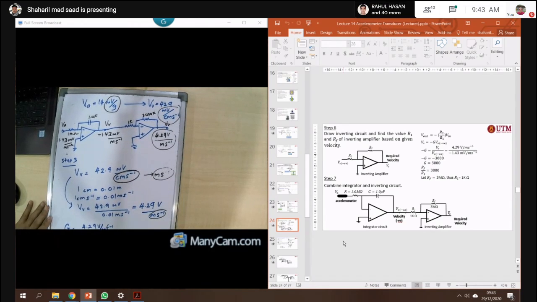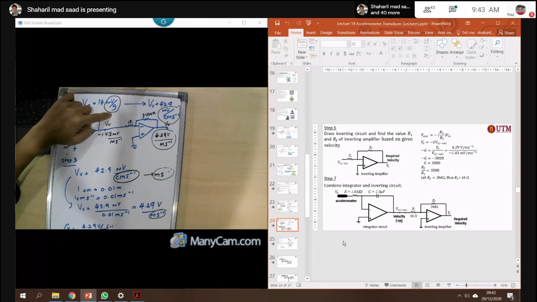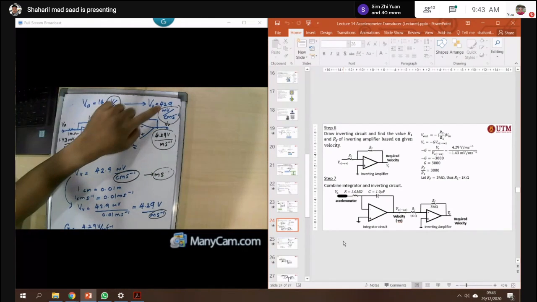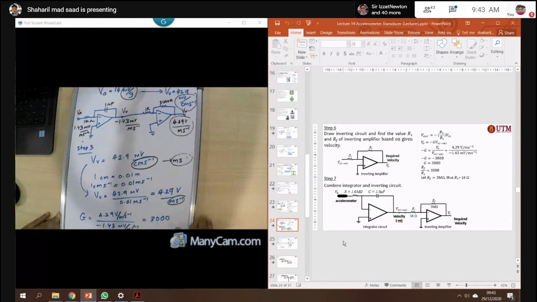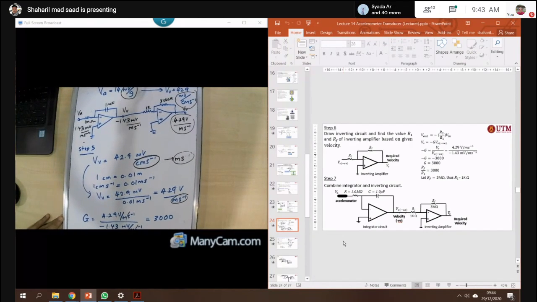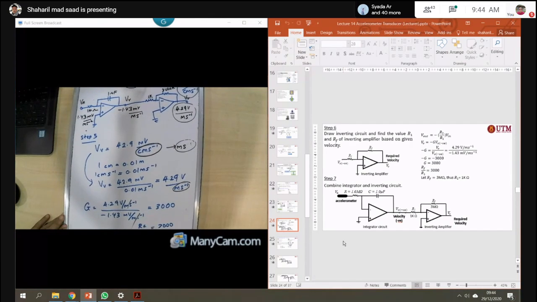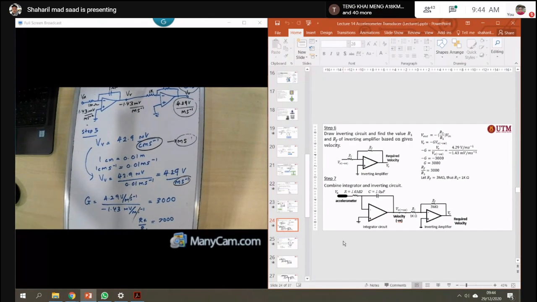So far, do you have any question? So we have designed the signal conditioning from our input VA here, 40 millivolt per G. Then we can get 42.9 millivolt per centimeter per second. Okay. Any questions? Is it clear?